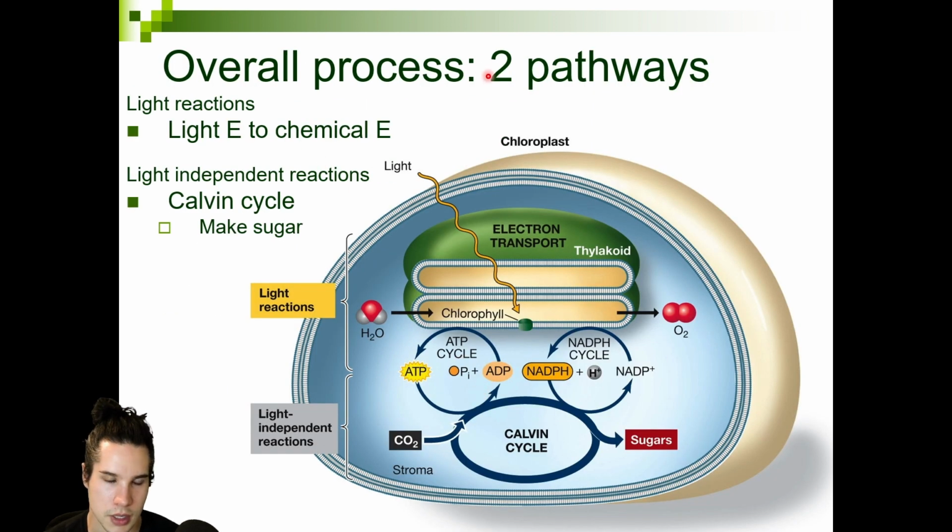So photosynthesis is going to happen through two different processes. The first process is the light reaction, which requires light. So light energy is converted into chemical energy. And then the second part of photosynthesis is the light-independent reactions. Calvin cycle is going to be the light-independent cycle. And the purpose of the Calvin cycle is to make sugars.